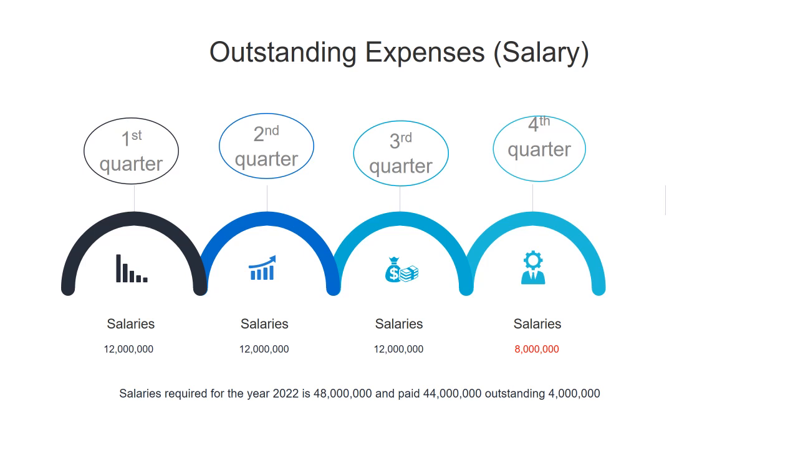So in the preparation of financial statement, we have to compare the expenses paid against the revenue. So the salary that is required to be paid for the year, let's say, is 48 million, but the actual payment is 44 million. That is remaining outstanding of 4 million. So in the preparation of financial statement, we'll take into consideration the amount to be paid, that is 48 million, and the outstanding balance will be shown in the statement of financial position.